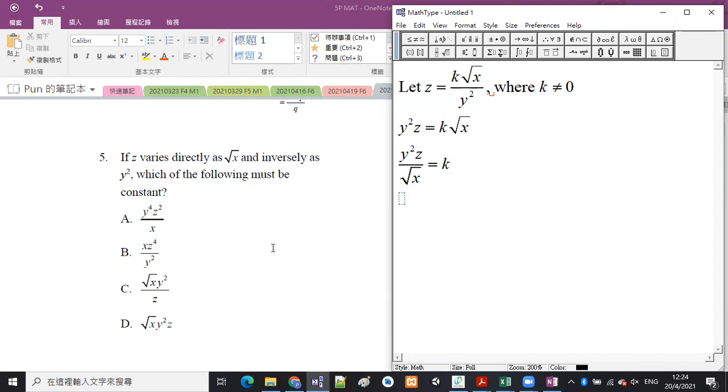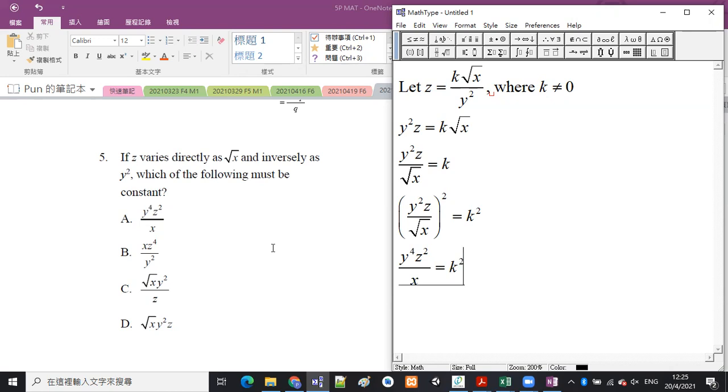Like this, the square of y squared z over root x is equal to k squared. And then the square will be shared by every part inside this bracket. The y squared can share this square, becomes y to the power 4. And then z squared, and square root x squared. The square and square root are cancelled. So what is remaining is just x. It's equal to k squared.